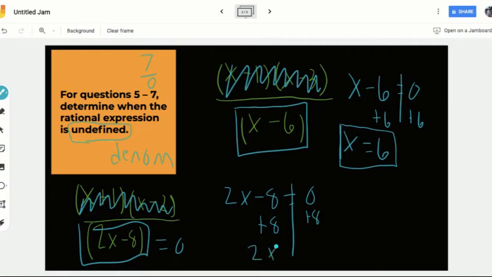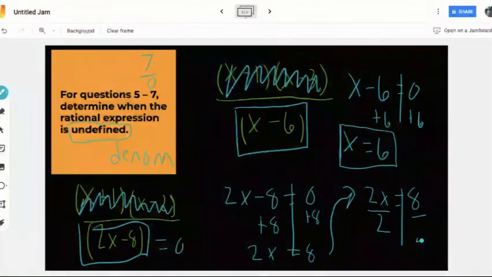And I still have 2x equals 8. And rewrite it. I'm still solving for x. What's on the same side as x? Well, the 2. What is that 2 doing? It is multiplying. How do you get multiplication? You divide. So x is going to equal 4. So when x equals 4, this rational expression is undefined. Going to my next slide here.